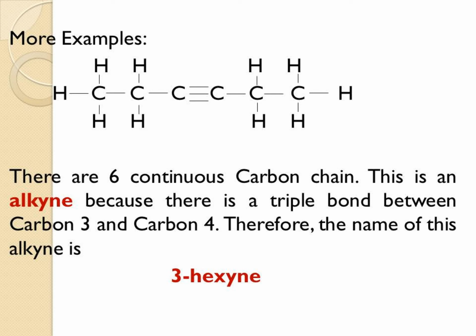In the next example, you can see that there are 6 continuous carbon chain. This is an alkyne because of the presence of the triple bond. And we can find the triple bond between carbon 3 and carbon 4. Finding the lowest number of carbon where we can find the triple bond, we have 3, and the name is 3-hexyne.